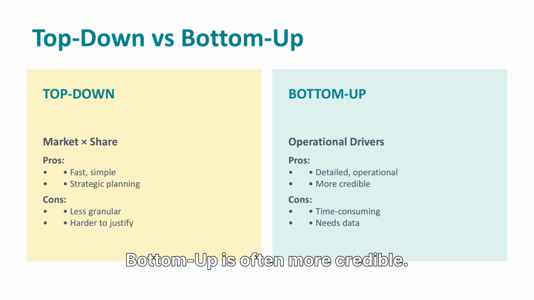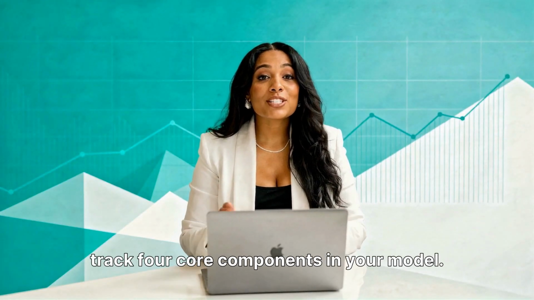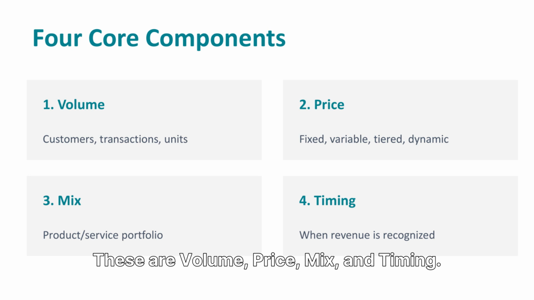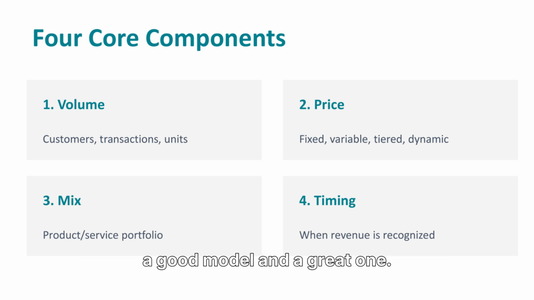Bottom-up is often more credible. To capture the full picture, you must track 4 core components in your model. These are volume, price, mix, and timing. Getting these right is the difference between a good model and a great one.